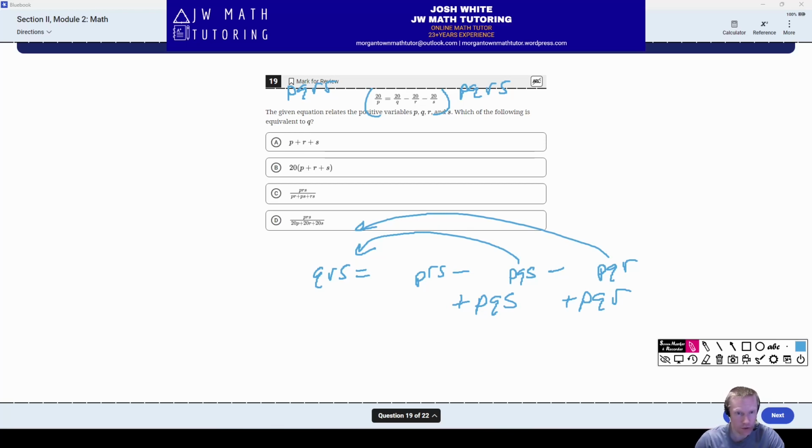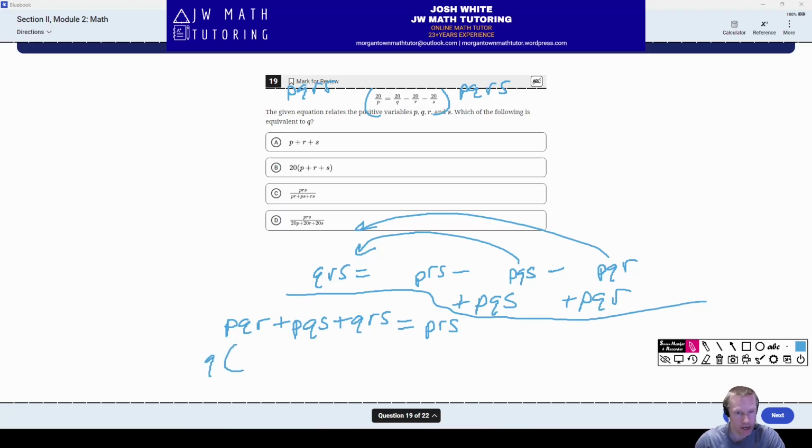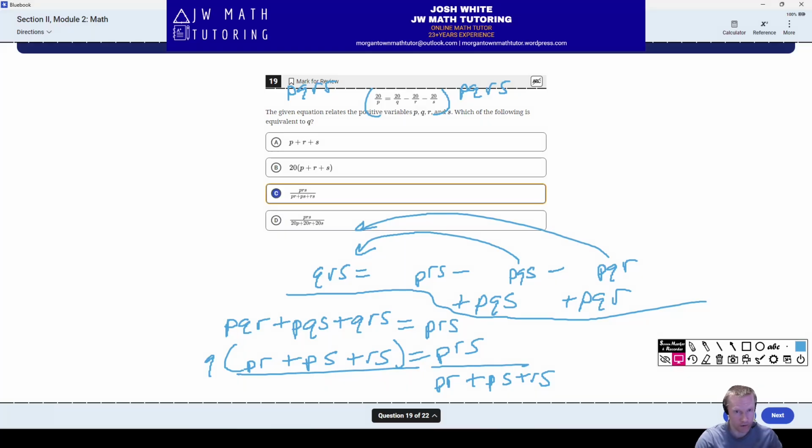So on the left, you're going to get PQR plus PQS plus QRS. And on the right, there's just one term left, which is PRS, one term that does not have a Q in it. Then you factor out the Q, and you have PR plus PS plus RS. And then the last step is you divide by this entire expression, all three terms on both sides. So you get PRS over PR plus PS plus RS. Notice that matches answer choice C right here.